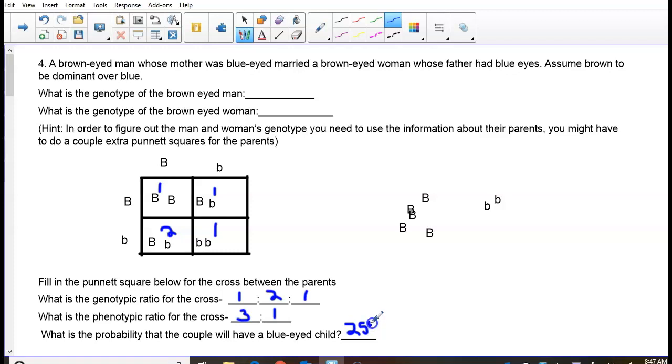This problem was a little more challenging because you had to figure out the genotypes of the 2 individuals that are having the baby by looking at their parents. I didn't tell you they were heterozygous. You had to figure that out by looking at the parents. If I didn't tell you that, you wouldn't have been able to get this right. Please let me know if you have any questions.